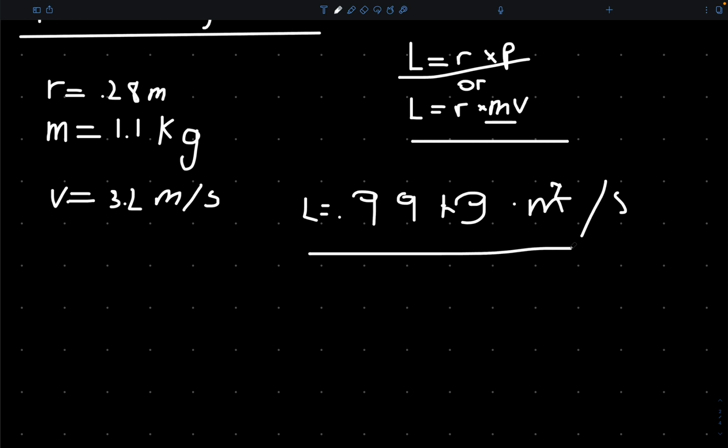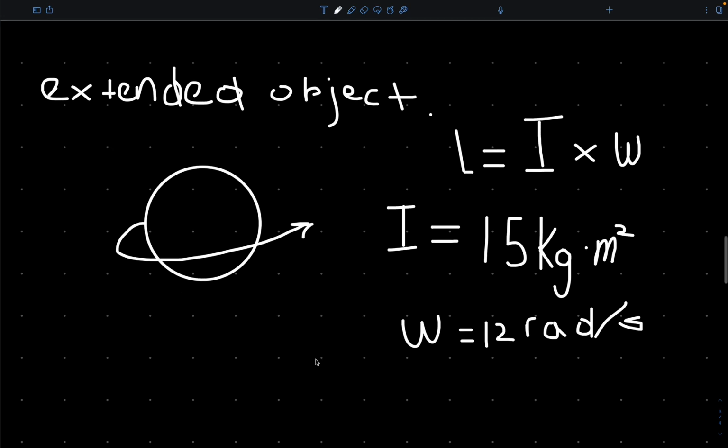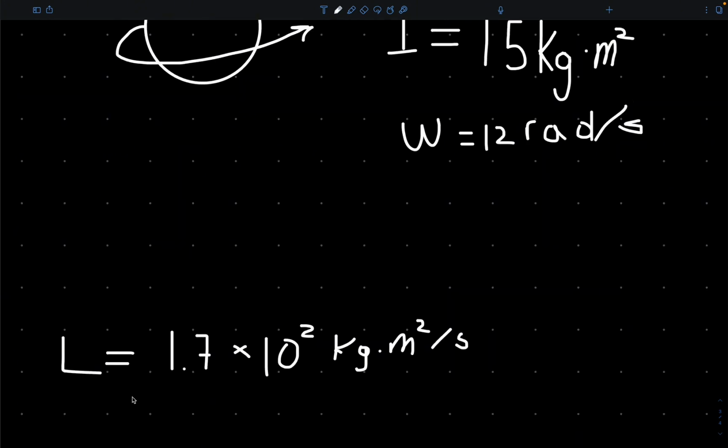Now let's move on to an extended object. Now we have an example of an extended object. So we need angular momentum equals rotational inertia multiplied by angular velocity. We have variables here. Now, like I said, an extended object is an object that rotates on its axis. I'm not going to waste your time and do it by myself here because I've already done it. Here's the answer. This is the angular momentum.